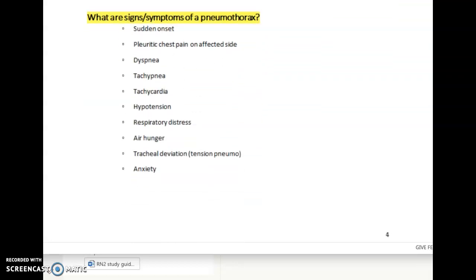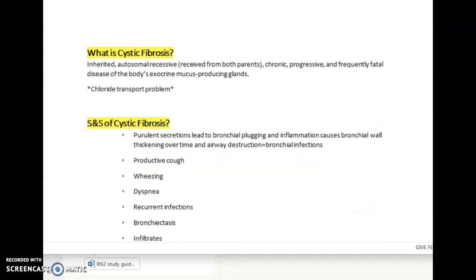Next, signs and symptoms of a pneumothorax, or oftentimes they'll call it a lung collapse. Different signs and symptoms include a sudden onset, pleuritic chest pain on the affected side, dyspnea, tachypnea, tachycardia, hypotension, respiratory distress, they're air hungry, tracheal deviation, and anxiety.